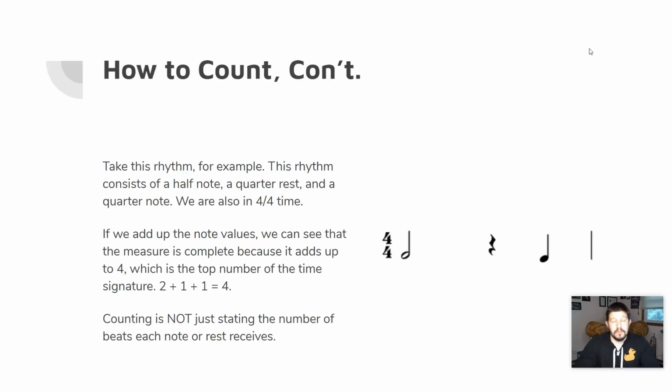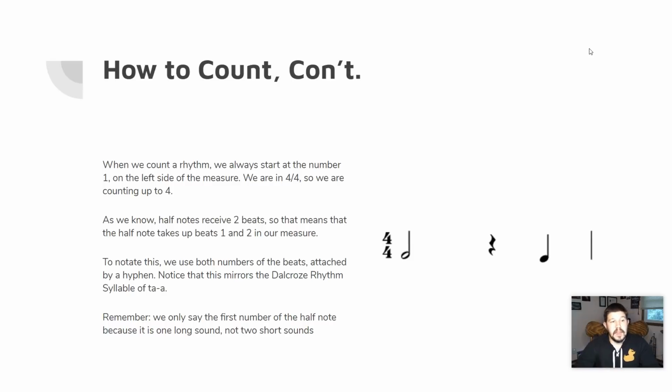So again, reviewing the rhythm that we had worked on last time, we can look here and we can remind ourselves how this goes. We see we're in 4/4 time. We see we have a half note, we have a quarter rest, and a quarter note. We know that we are counting to 4, and that means that when we start with our half note, just like I said right there, we're counting to 4. When we start with our half note, we're always going to start with the number 1.